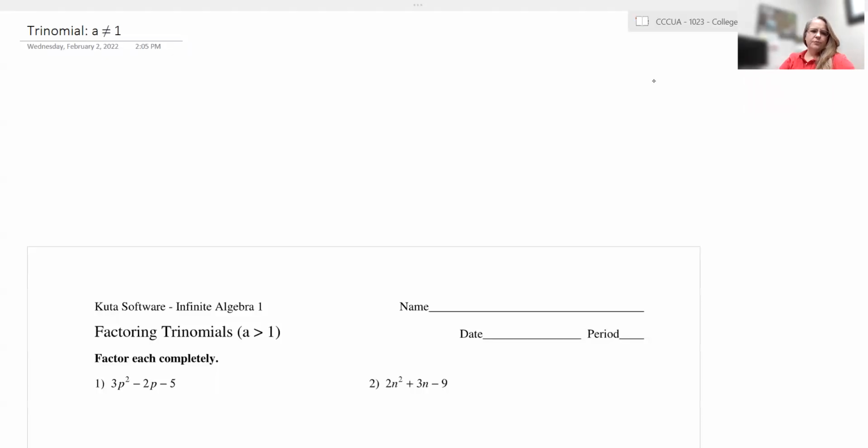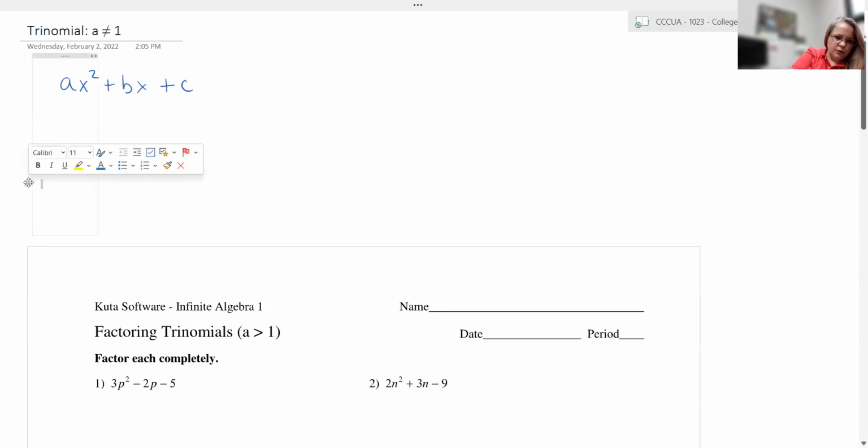We're going to factor some trinomials where A is not 1. And what I mean by that is we've got a trinomial in the form of ax squared plus bx plus c, and this leading coefficient is not 1, which means we have a number in front of our x squared.